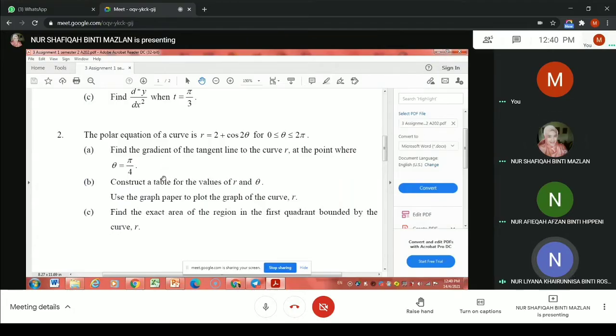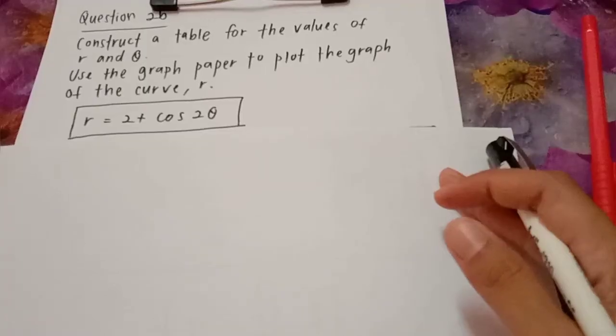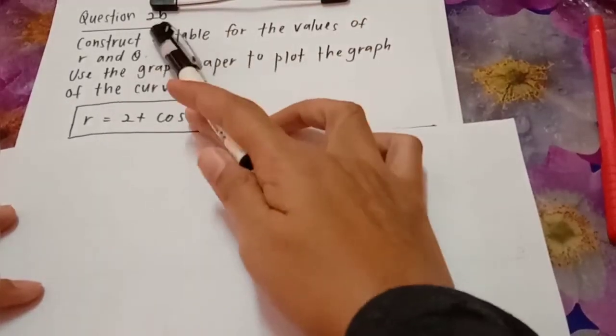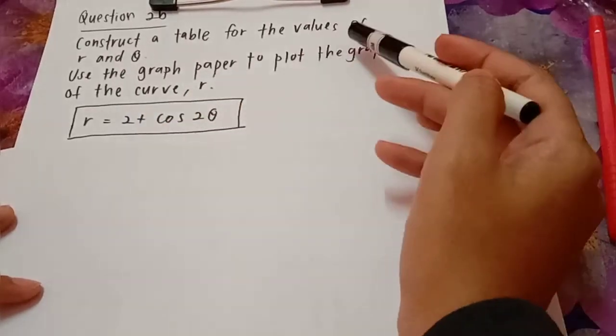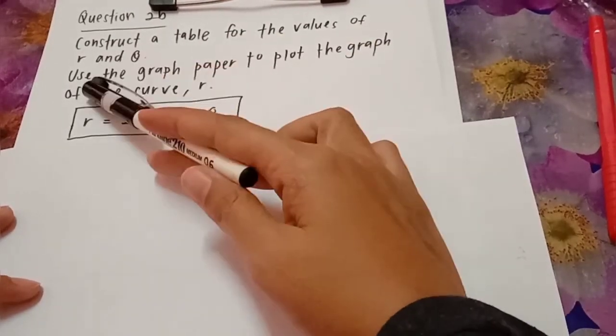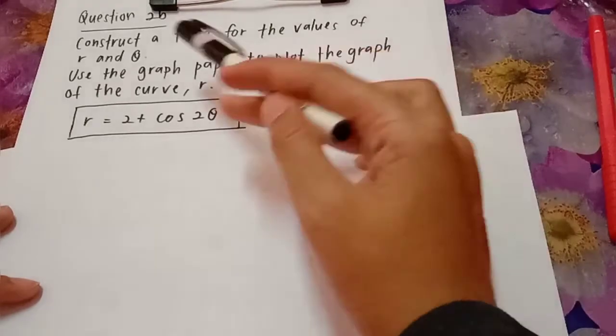And how about question 2b? I don't understand how to solve this. Okay, question 2B is related to question 2A, so I will help you. For question 2B, construct a table for the values of r and theta. Use the graph paper to plot the graph of the curve.